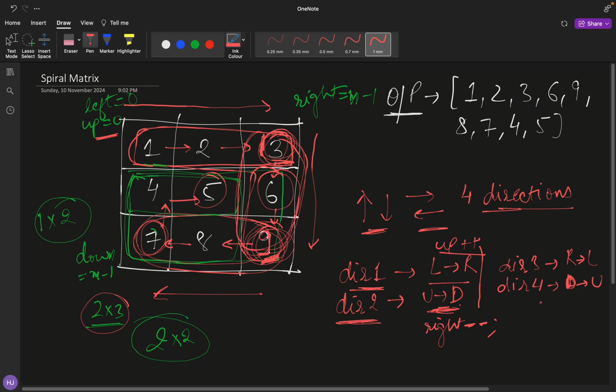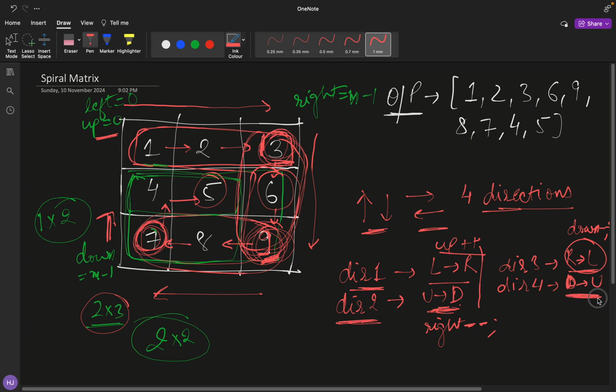The answer is no. After covering this third direction, we will decrement our down pointer by 1, because we are tending to go from down to up, and we have already covered the first element of our next traversal. I don't think there is a need to cover this element again. So we can simply decrement our down by 1, and we can move further.